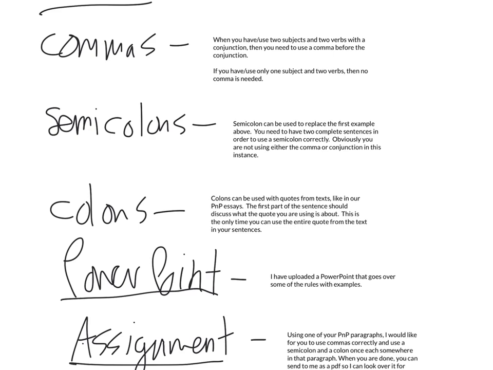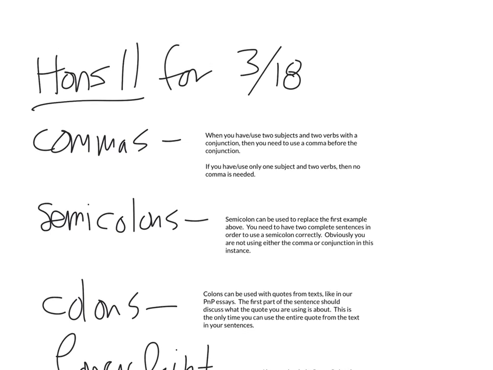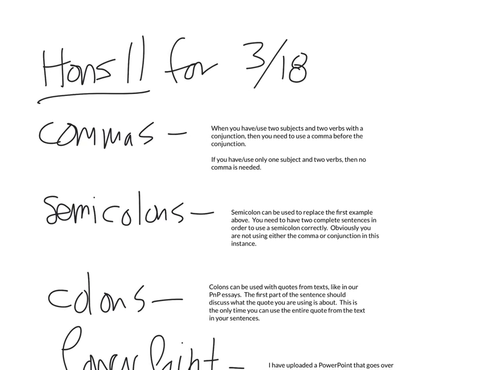This is Mr. Vester, and the e-learning assignment for Wednesday is going to pertain to your Pride and Prejudice essay. What I would like for you to do is choose one of your paragraphs that you've either written or are about to write, and check for the following things that I have listed here.